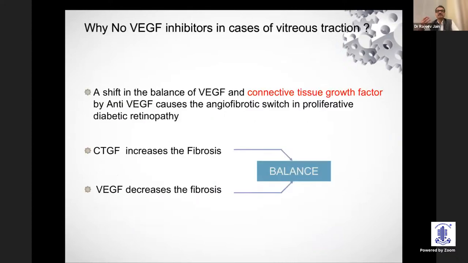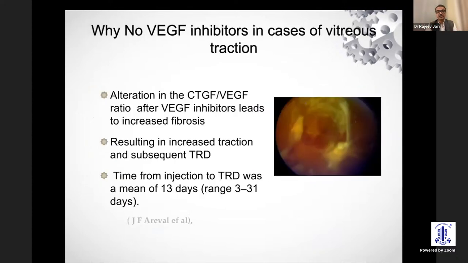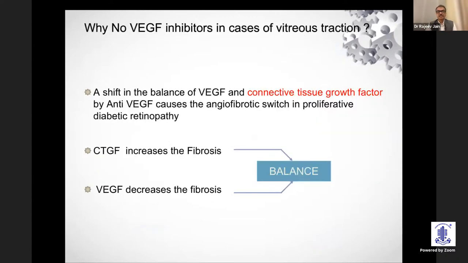So why the controversy about using anti-VEGF? We must understand there is a balance of VEGF and CTGF within the vitreous cavity. Connective tissue growth factor increases the fibrosis, whereas vascular endothelial growth factor decreases the fibrosis. That is how the balance is maintained. So once we have injected anti-VEGF, CTGF has more concentration in the vitreous and it causes fibrosis.